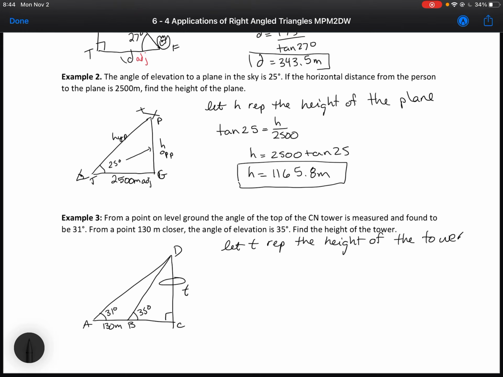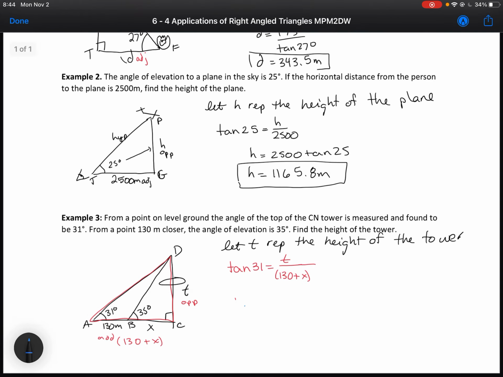And now I've got a problem. Really what I'd like to do is use either of my right-angled triangles to set it up, but because I don't know what this length is here, x, I'm not able to find my T value right away. So let's start by using my big triangle. I'm going to set up a ratio that involves what I know. T is my opposite. This side here is 130 plus x. That's my whole side length down there. And I can write my tan ratio as tan 31 is equal to T over 130 plus x.